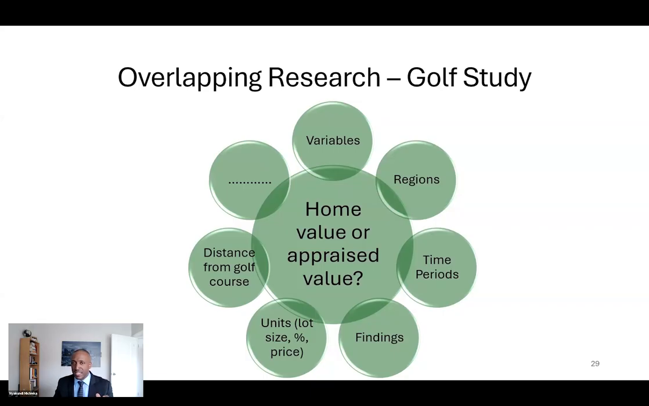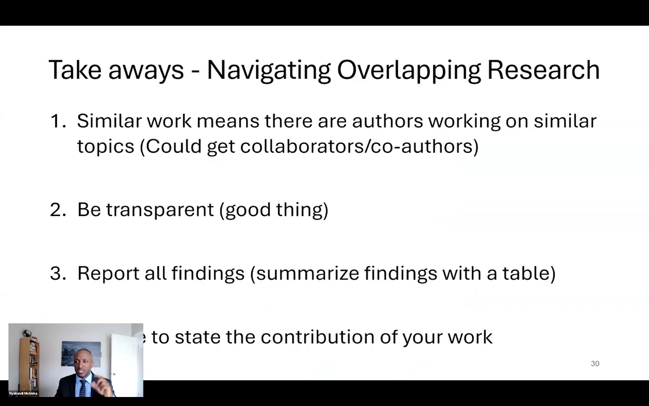So what are the takeaways here in navigating overlapping research? One, if there's similar work out there, well, first of all, you got to be open and say, this is what we found and this is what's different from the other findings. But overlapping research is a really good thing. It just means that, one, there are a lot of authors who are working on a similar topic, or there's an interesting topic here that has opportunities for collaboration, right? We also learned that being transparent is a good thing, it's important.